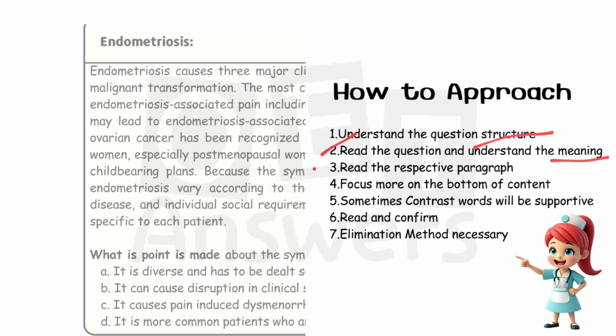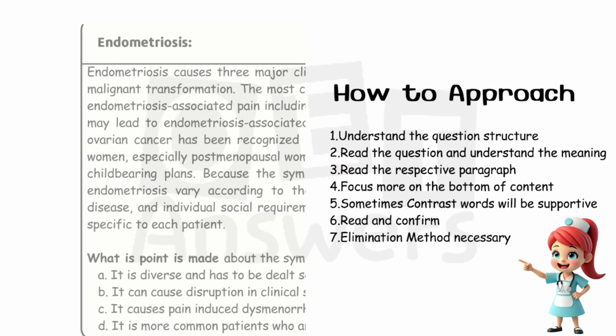Third one is the respective paragraph. If they have given the first paragraph, read the first paragraph, and move on to the fourth approach. Focus more on the bottom of the content. If you want to find the answer, your focus should be on finding it in the right location. So as I said, the bottom of the paragraph.